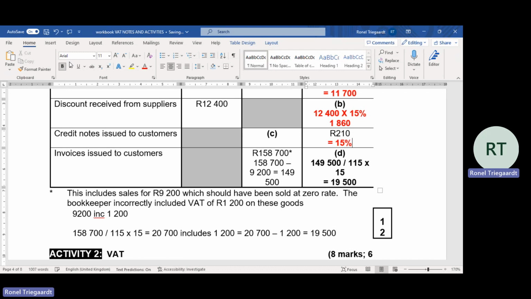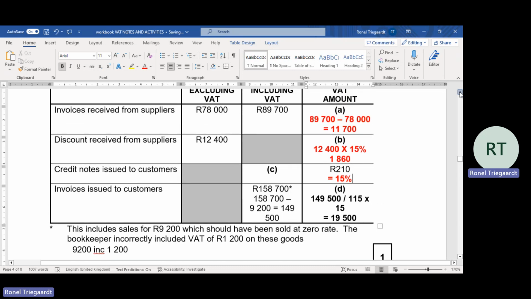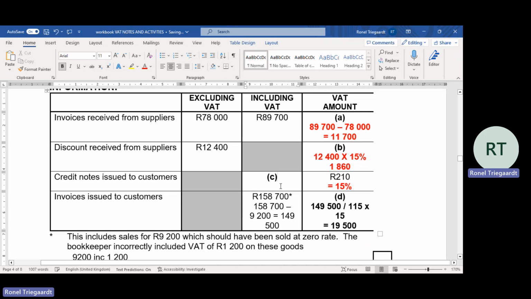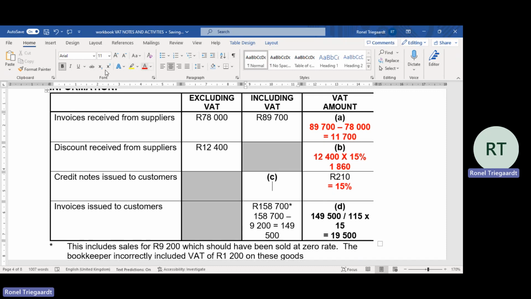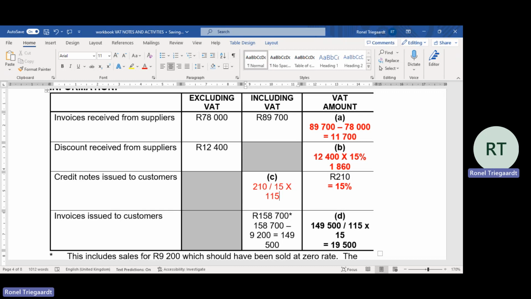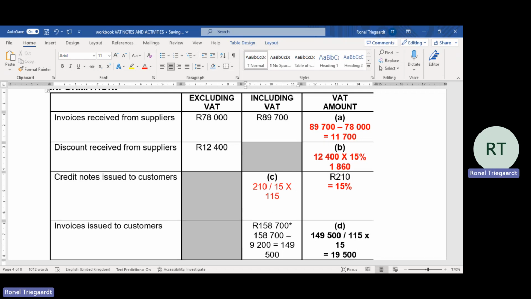We now know that R210 is 15% because that was the VAT amount. We want the amount including VAT, so what should I do? I just need to take the 210 divide by 15 because that gives me 15% times 115 because that's what I'm looking for. Are we okay with this? So if I take the 210 VAT, divided by 15, multiplied by 115, then the answer will be 1610. Is there anyone who has a problem with that?